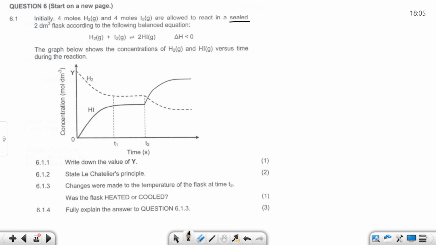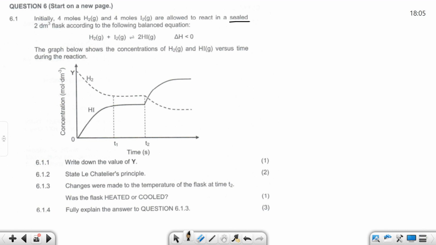Number 3 definition, homogeneous or heterogeneous. Is this homogeneous? Yes. Why? Don't say same phase. Please, I mark it wrong. So just give a reason why it's homogeneous: reactants and product are in the same phase.